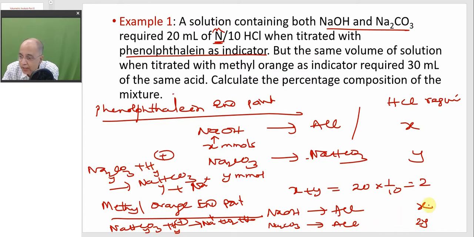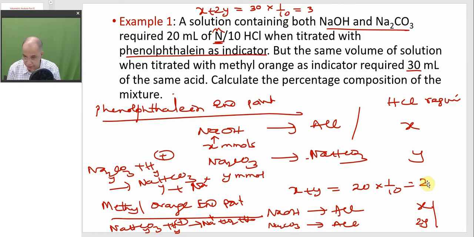So X plus 2Y, I don't have space here, I write here, X plus 2Y is equal to whatever that 30 into 1 by 10. So 30 into 1 by 10 is 3. So you get two equations, x plus 2y is equal to 3, x plus y is equal to 2. Solve them and get x and y.